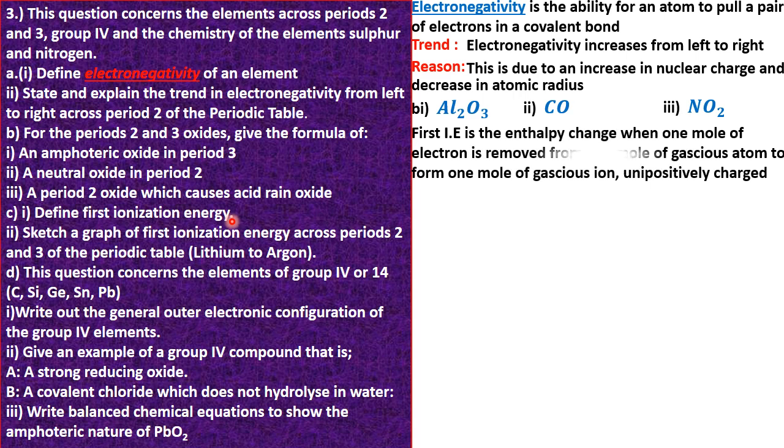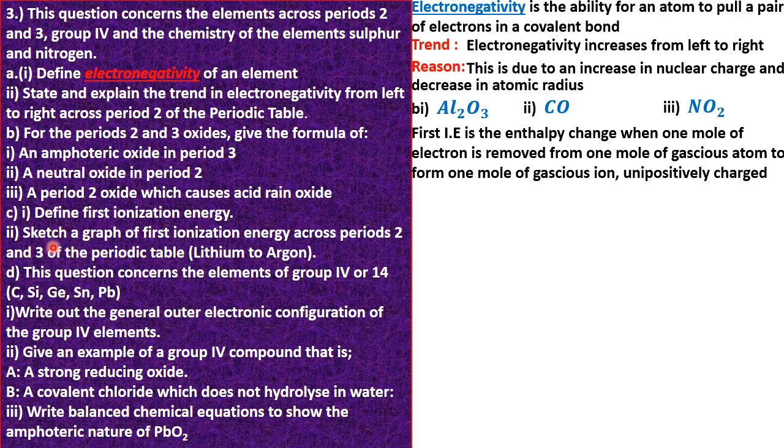Okay, the C part is saying that we should define first ionization energy. So it is simply defined as the enthalpy change when 1 mole of electrons is removed from 1 mole of gaseous atoms to form 1 mole of gaseous ions, unipositively charged. The key thing to take note of is that your definition must have mole written 3 times. And please remember to give this definition if the equation should come, which you should expect.